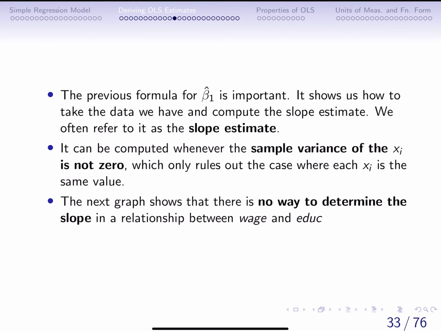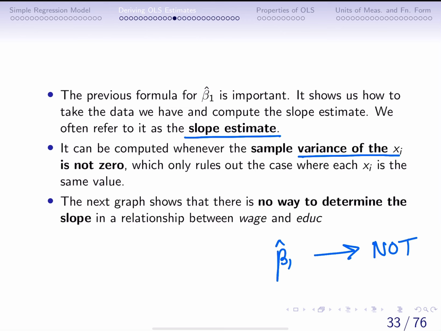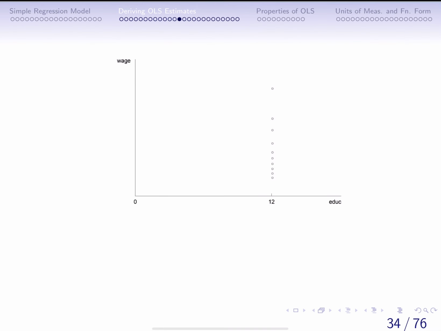Now, the formula that I showed you is important because it tells us that we can take the data that we have and compute the slope estimate. And we can only compute the slope estimate if the variance of x, in the denominator, is not equal to 0. So I'm going to show you an example where we may not be able to estimate beta 1 hat, which is the slope. You cannot do that. So let's see in what case we cannot estimate this.